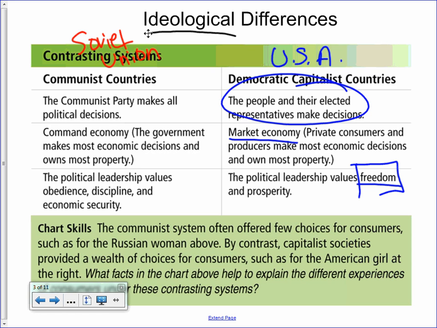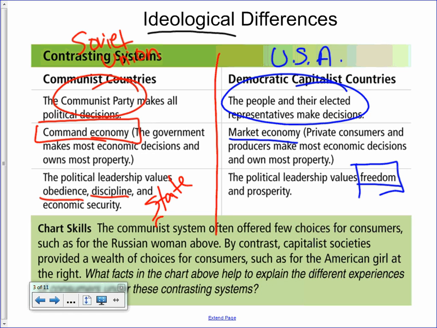Now, the Soviet Union is almost going to be at the complete opposite end of the spectrum. The political party in control is the Communist Party, and they are going to make all decisions. So it's not a we the people thing, it's a we the party thing. The government is going to make all decisions in the economy. They're going to determine what people can buy, what goods people are going to make. And then the ideals here: obedience, discipline, pretty much the state or the government. So I'm actually going to write state control.